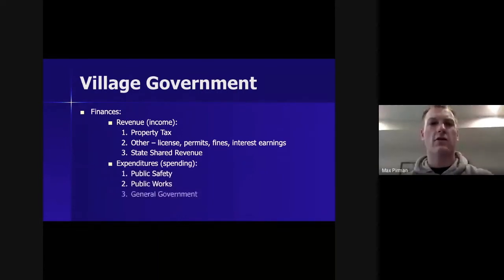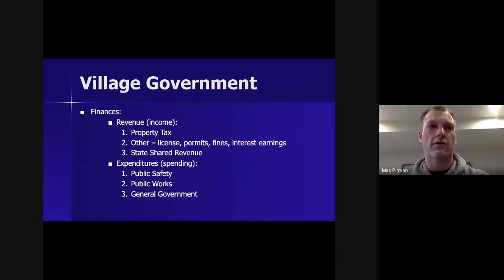The expenditures, where they spend their money, look pretty similar to a city. Public safety is number one: fire and police departments. Public works would be number two: plowing, taking care of the roads, taking care of the parks, like Memorial Park. And then general government, paying for those positions.